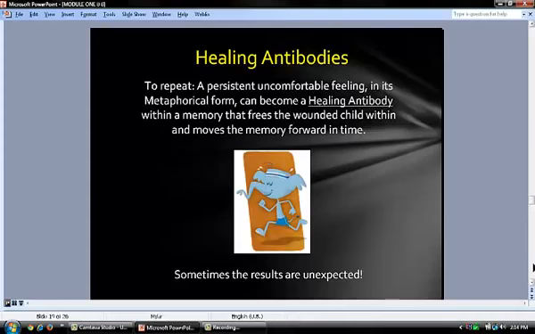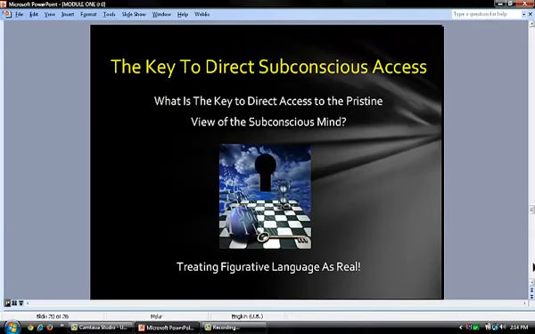Since the subconscious mind cannot tell the difference between fantasy and reality, the key to direct access to the subconscious mind is to treat figurative language as real. That is, to treat the figures within the figurative as though they exist. This becomes a direct link into the subconscious mind, as this connection brings the subconscious pictures or constructs to life. In effect, at that point, you're speaking the same language as the subconscious mind. The value in accessing subconscious imagery is that the metaphors can become healing antibodies and restore the lost parts of self.